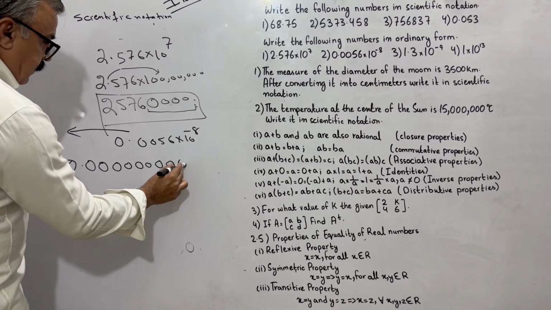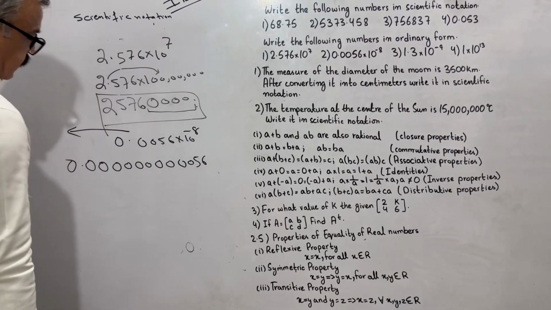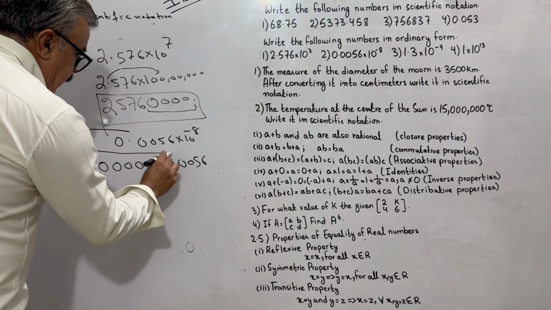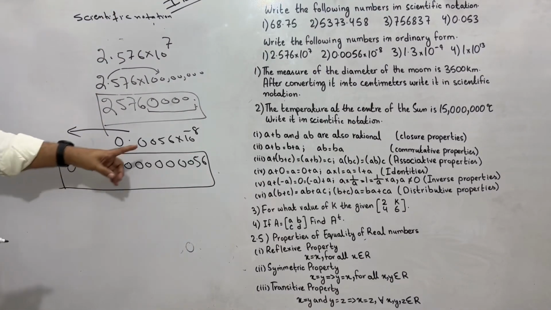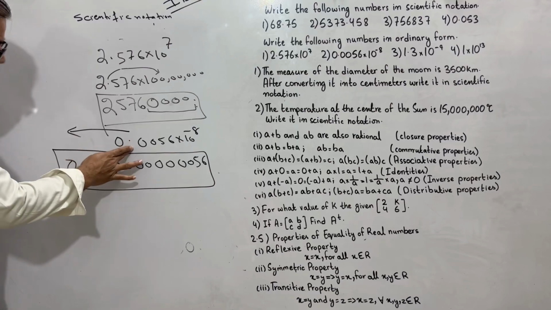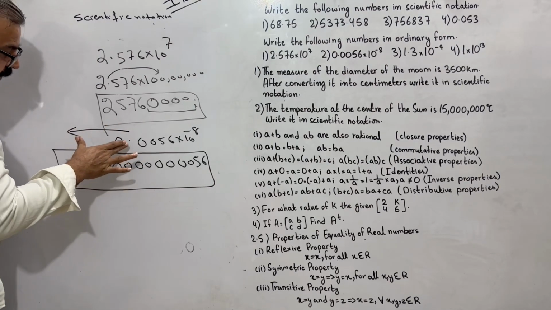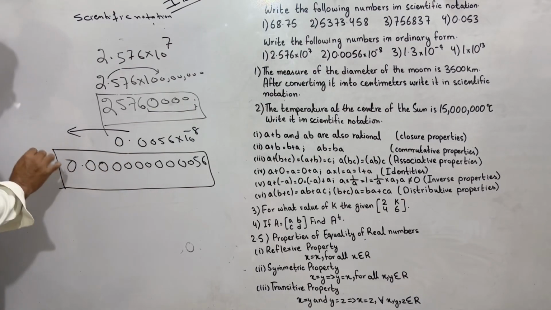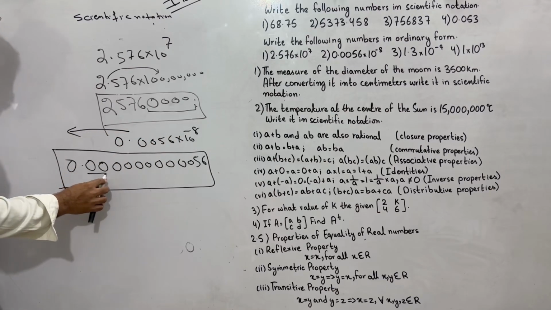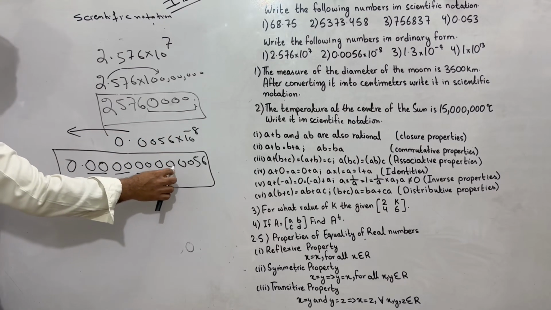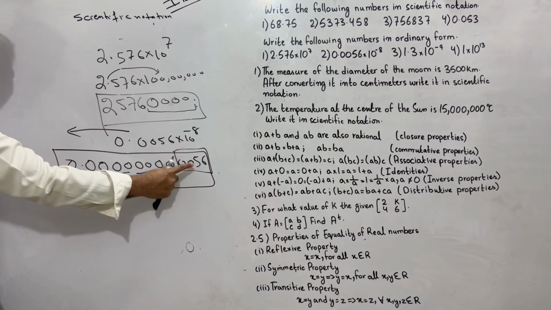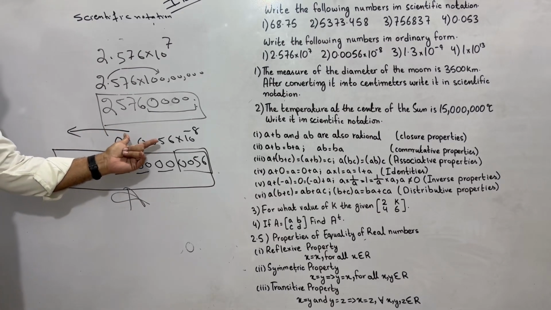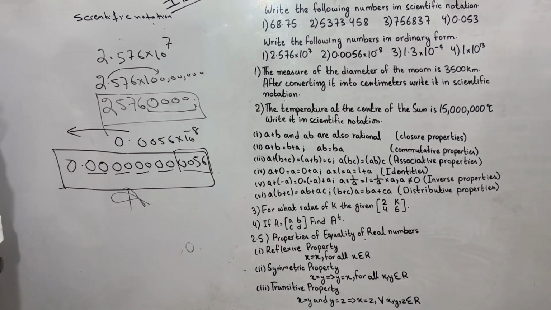0.056. That is our ordinary form for this one. With 10 raised to negative 8, the decimal has to shift 8 places, 8 digits, from right to left. I have managed 8 zeros, and the number as given to me I have kept intact. That's our ordinary notation for this number that had been written in scientific form.